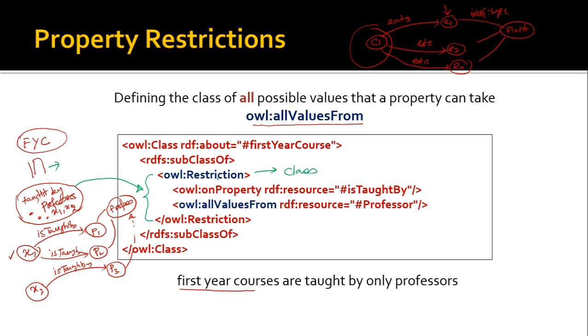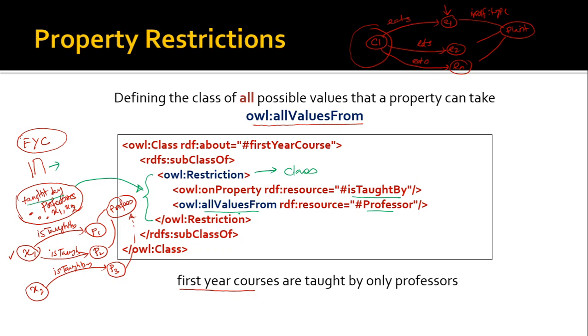And this restriction class takes into account two things. One is the property on which we are imposing the restriction, which is basically taughtBy, right? And what are all the values that the object of this property will take? It will be the professors only, right? They will all belong to the class Professor, and as they all belong to this class, we use allValuesFrom, right?